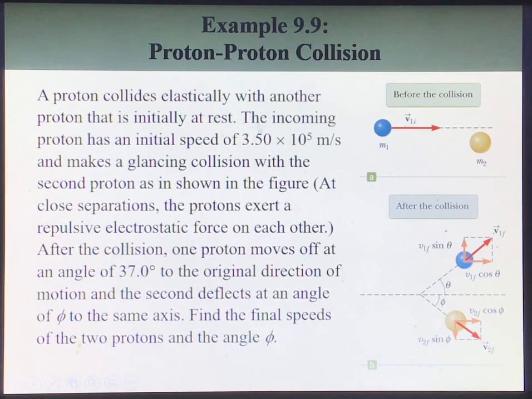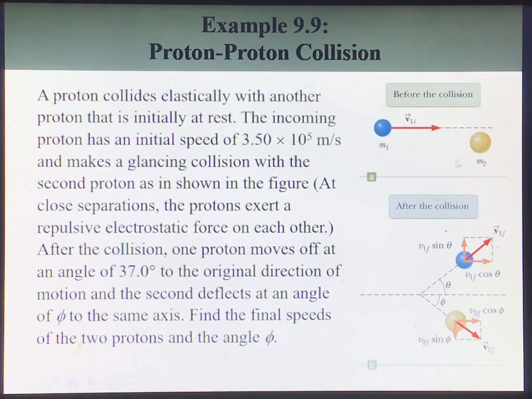It tells us that the incoming proton has an initial speed of 3.5 times 10 to the power 5 meters per second and makes a glancing collision with the second proton as shown in the figure. It says that after the collision, one proton moves off at an angle of 37.0 degrees to the original direction of motion, and the second deflects at an angle of phi. Find the final speeds of the two protons and the angle phi. So this is the problem that we're going to solve.